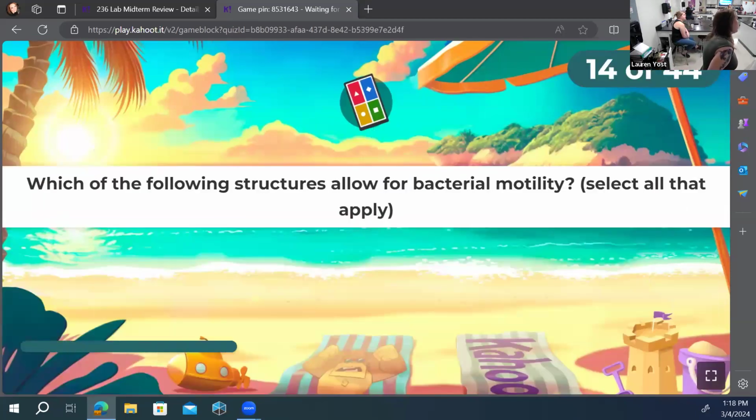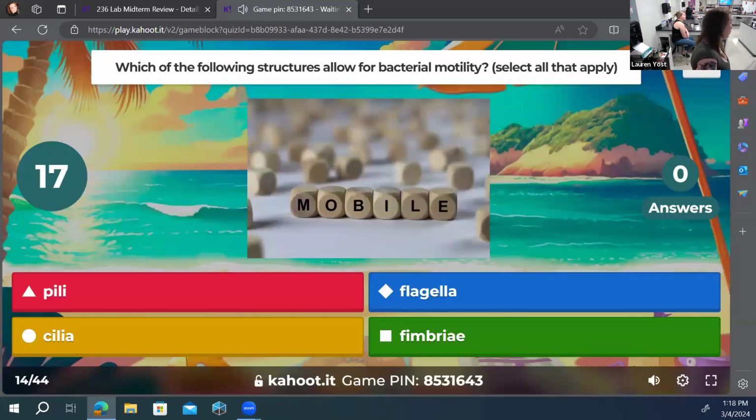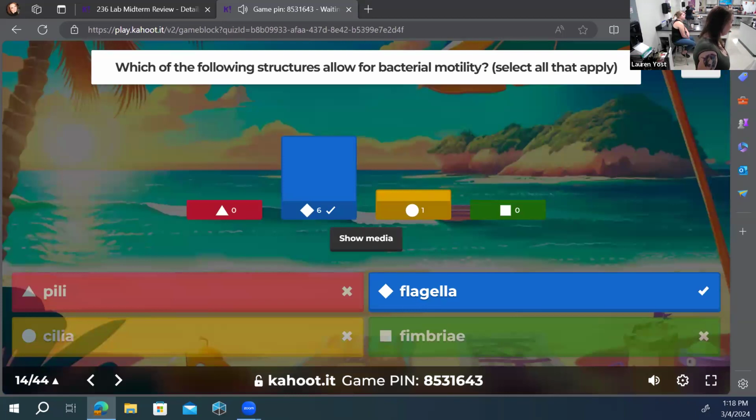Which of the following structures allow for bacterial motility? Yeah, good job. You guys got it. So that's going to be flagella.